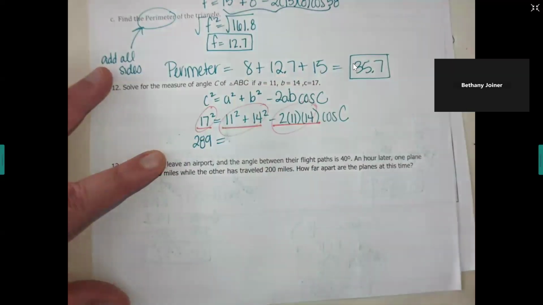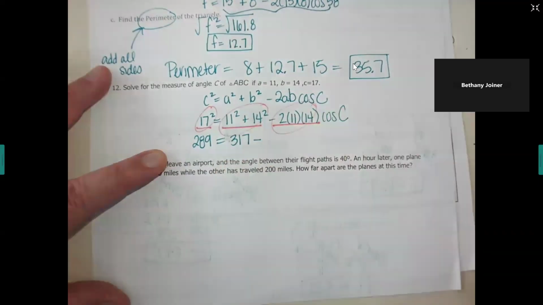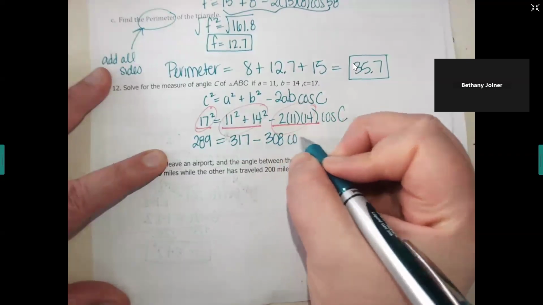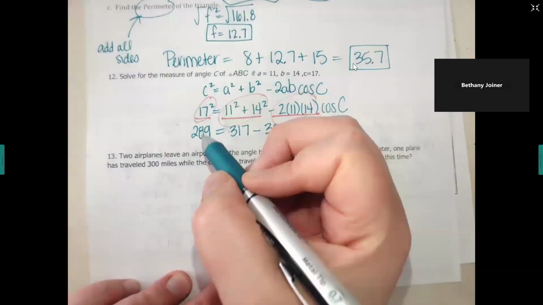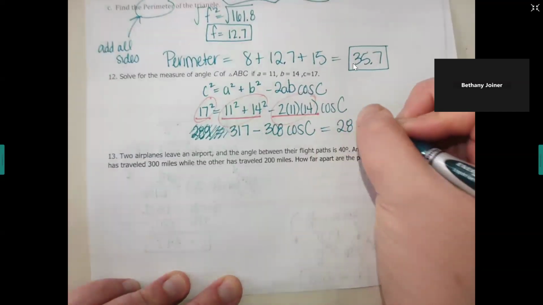Next two numbers I'm typing in are 11 squared plus 14 squared. 317 minus, then I'm doing 2 times 11 times 14. And you should get 308. Okay, from here, remember, I hate an equals 289 on the left. So I'm just going to scribble it out, put the equals 289 on this side. So I'm going to take my 289 from here, and I'm going to put it over here.